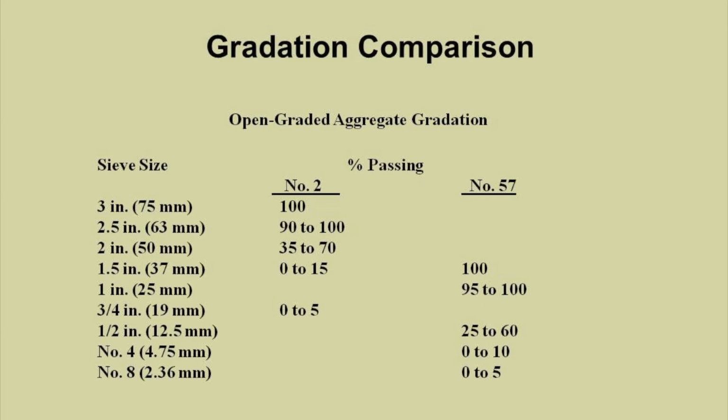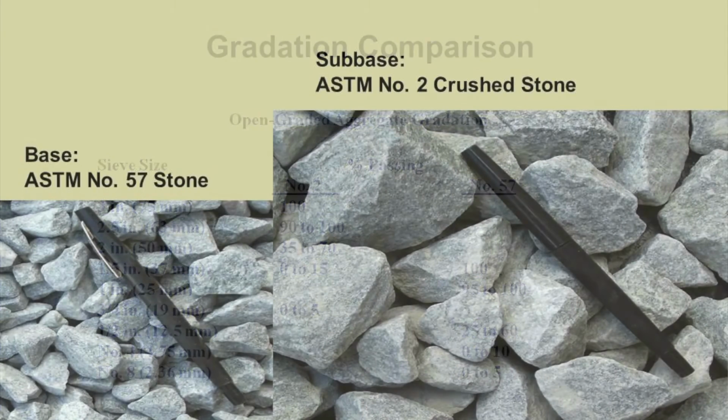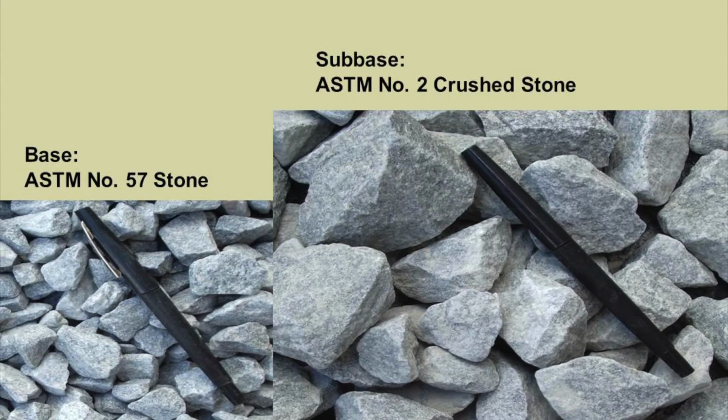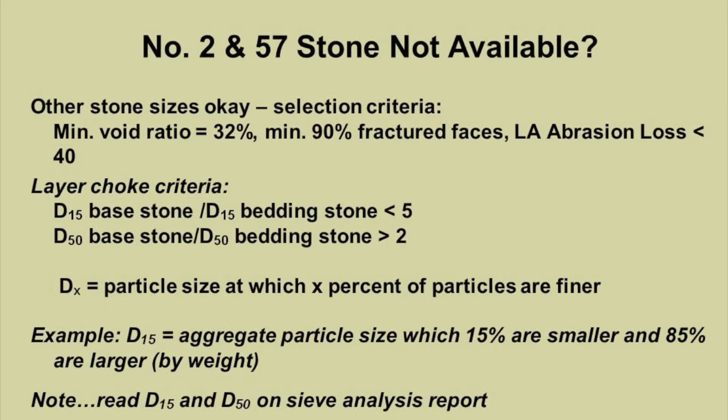And the materials are passing around here for you to see. There's a schematic picture of those different materials. Notice the angularity of the face, the crushed rock. You can tell if it's 90 or 95% crushed surfaces. If the number 2 or number 57 is not available at your local quarry, it doesn't mean you can't use permeable systems. This is in the ICPI manual. I think it actually comes from Ferguson's book, and that's the way of determining your layer choke criteria to make sure that one aggregate's gradation doesn't fall into the next aggregate.